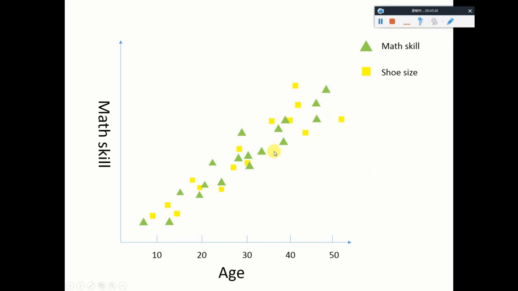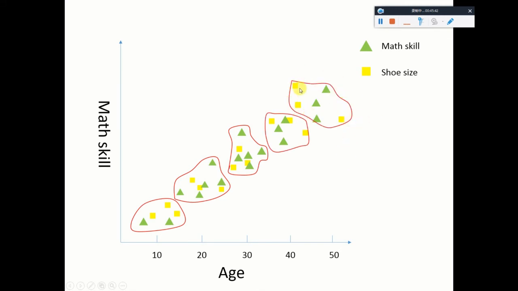So to facilitate our examination, I group all those data points roughly at each level of age. We can definitely be more concise or precise, but I believe that this crude categorization should suffice for our purpose. So these data points correspond to math skill and shoe size at age 50. These will be math skill and shoe size at age 40, at age 30, 20, and 10.